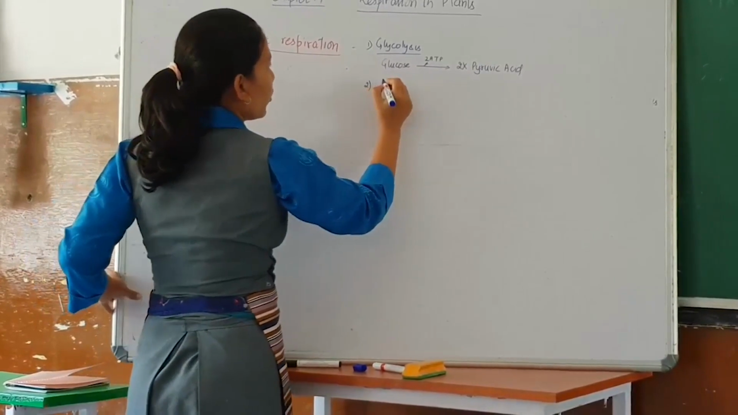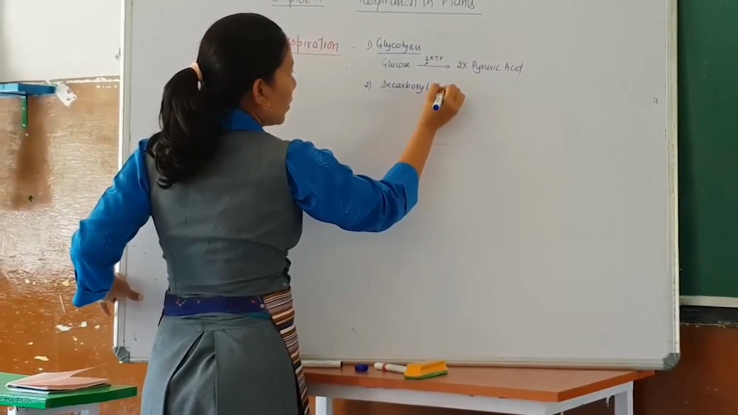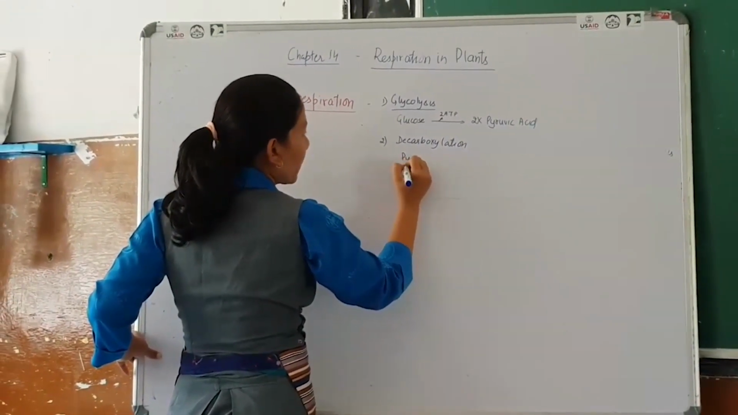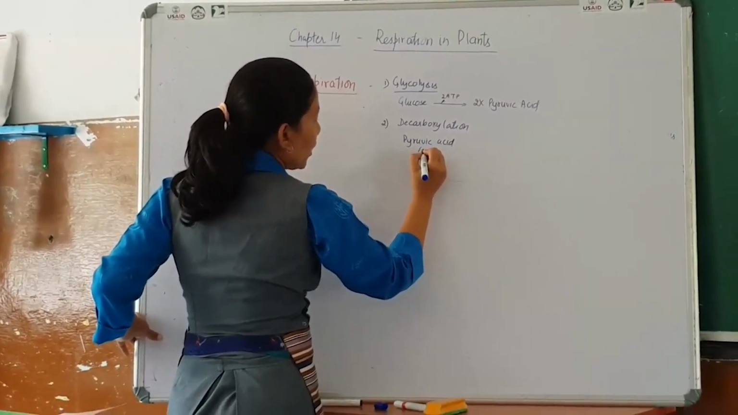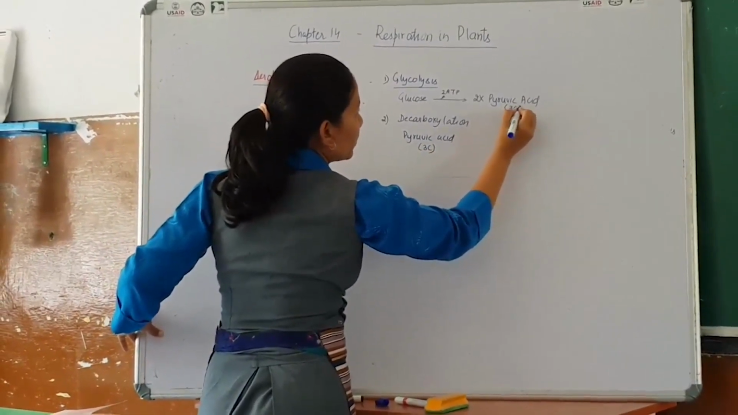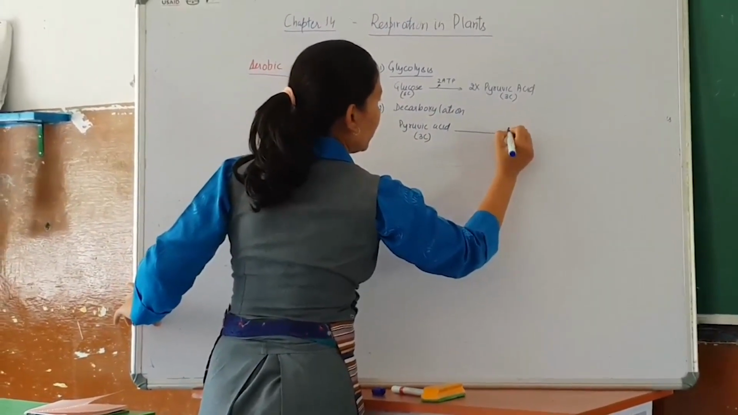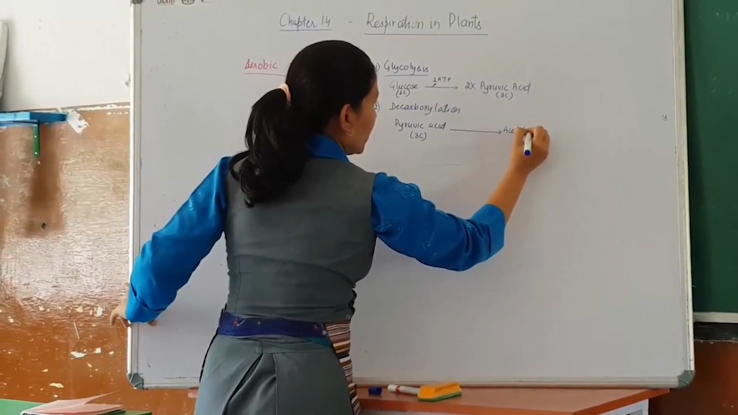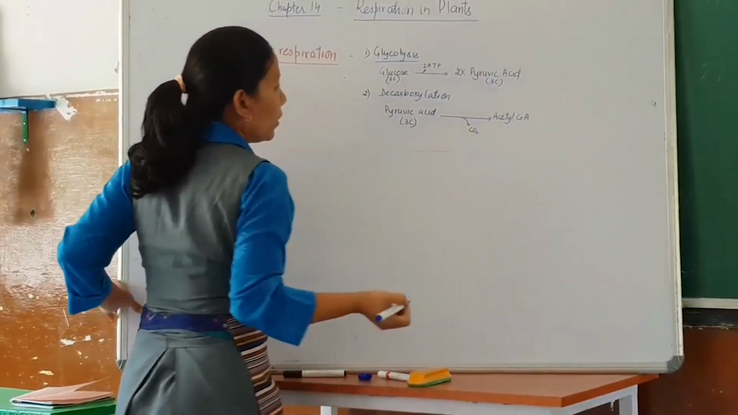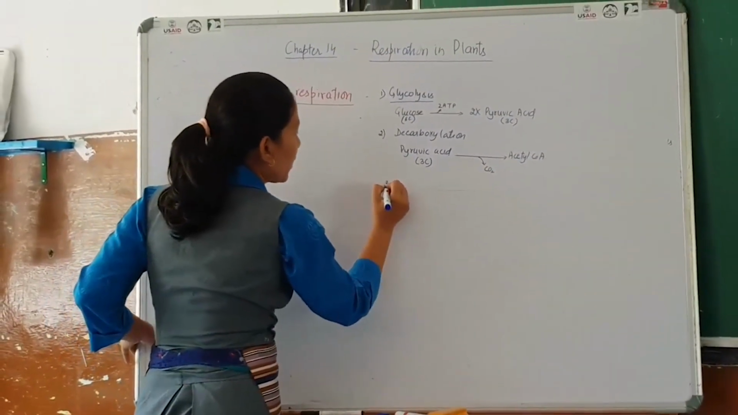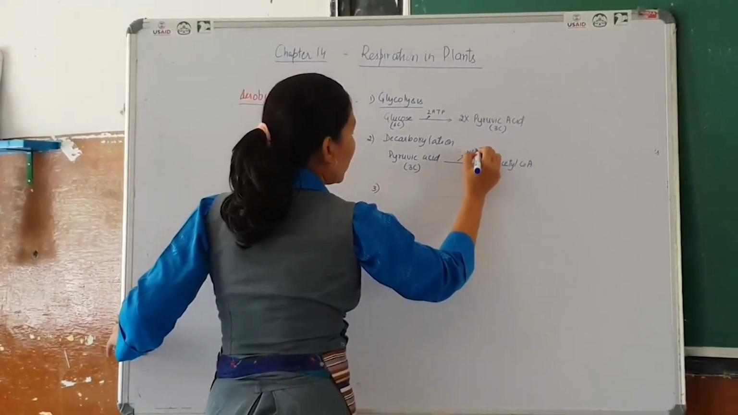Before that we have a step called decarboxylation, wherein pyruvic acid, which is a 3 carbon compound here, becomes acetyl CoA by releasing carbon dioxide, and of course here the energy produced is NADH.